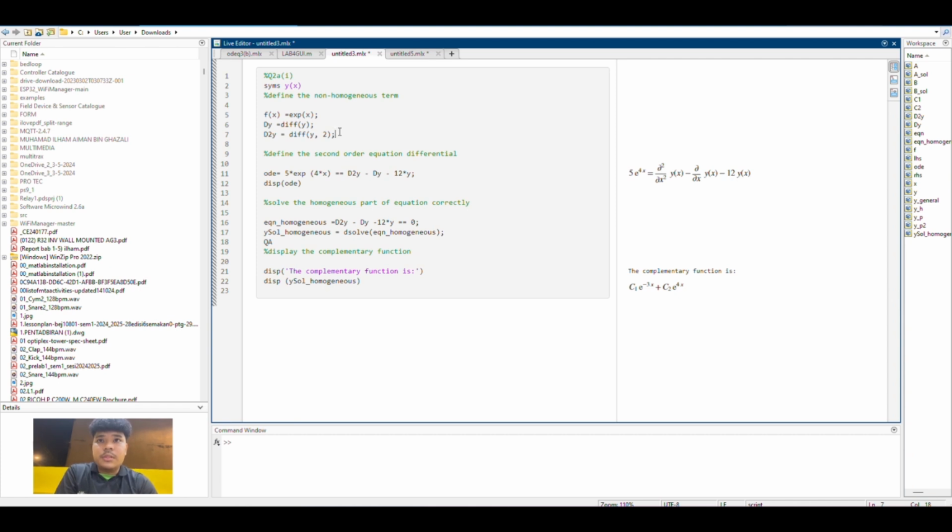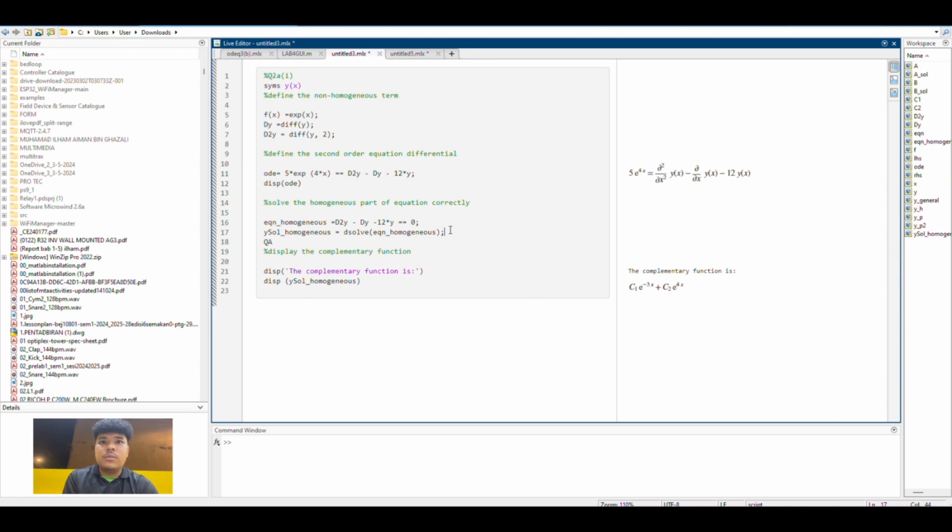Untuk step pertama, define the non-homogeneous term and define derivative. So ini adalah contoh untuk define the non-homogeneous term and define derivative. Untuk step kedua pula, define the full second order differential equation and display this equation in the command window. Okay, this is example for define the full second order differential equation.